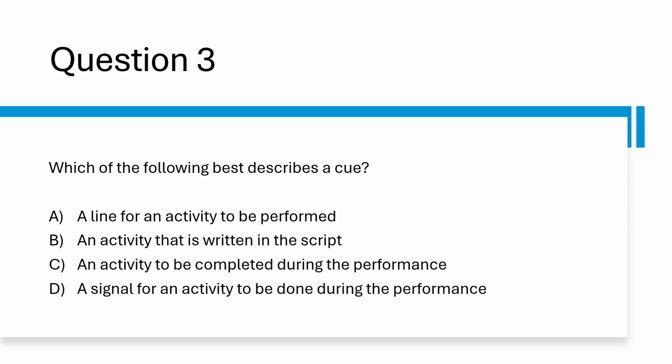It says a signal for an activity to be done during a performance. Now, if I'm off stage waiting to go on stage and I'm waiting on my cue, so I could know when to hit the stage, it means I'm waiting on a signal. Yes, whatever the signal would be, whether it's going to be light, whether it's going to be a line from my fellow actors, whatever it is. But I am waiting on a signal that tells me, okay, it's now time for me to go and do my activity within this performance. Therefore, the best answer here would be D.